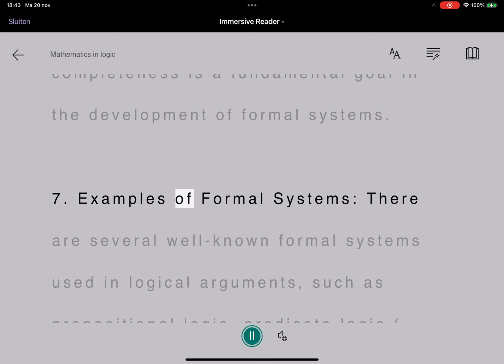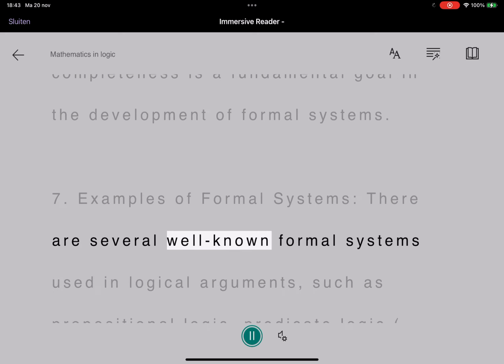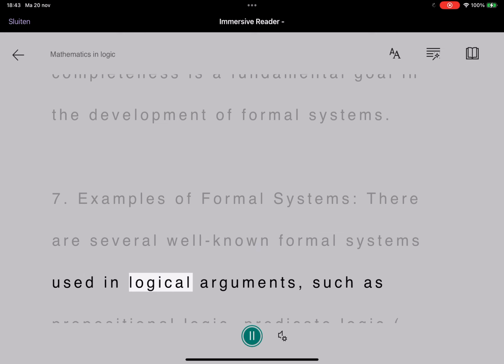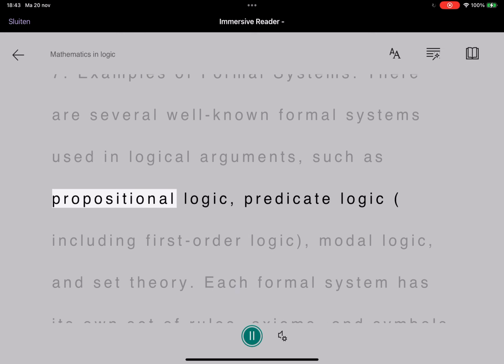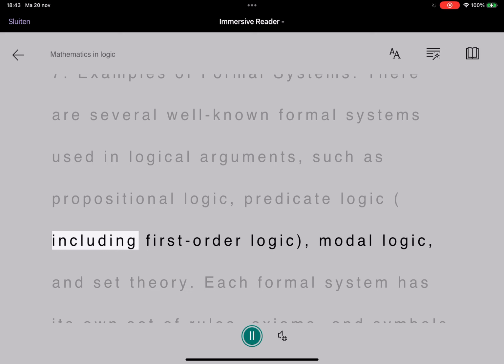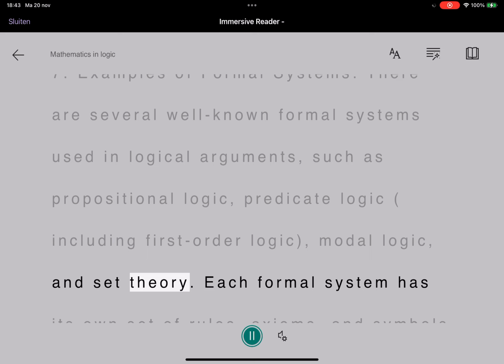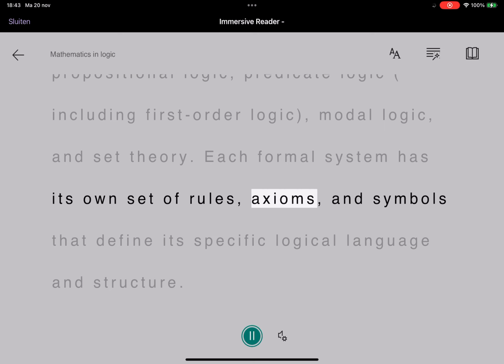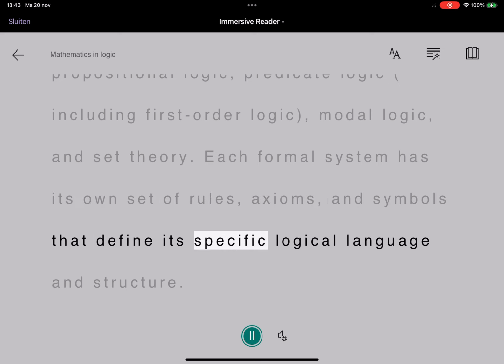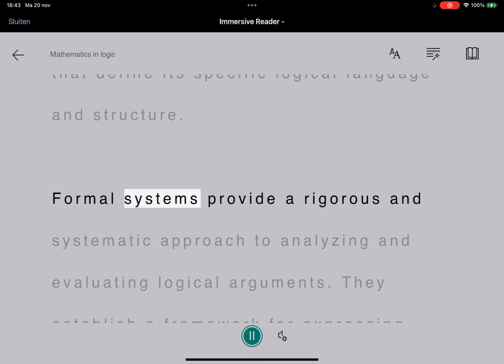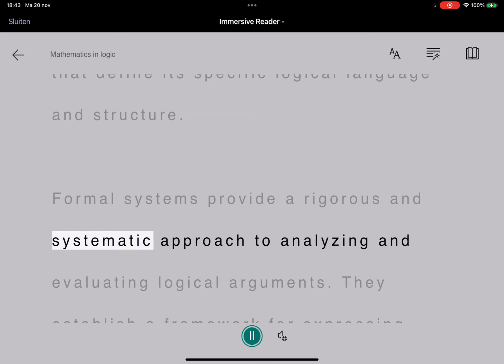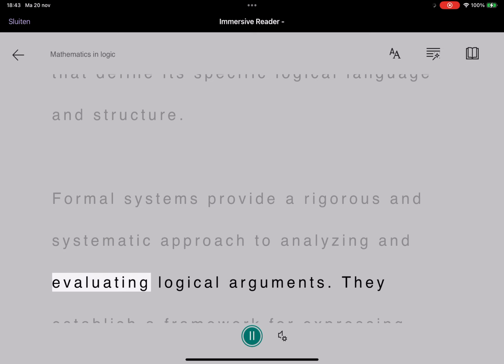7. Examples of formal systems. There are several well-known formal systems used in logical arguments, such as propositional logic, predicate logic, including first-order logic, modal logic, and set theory. Each formal system has its own set of rules, axioms, and symbols that define its specific logical language and structure. Formal systems provide a rigorous and systematic approach to analyzing and evaluating logical arguments.